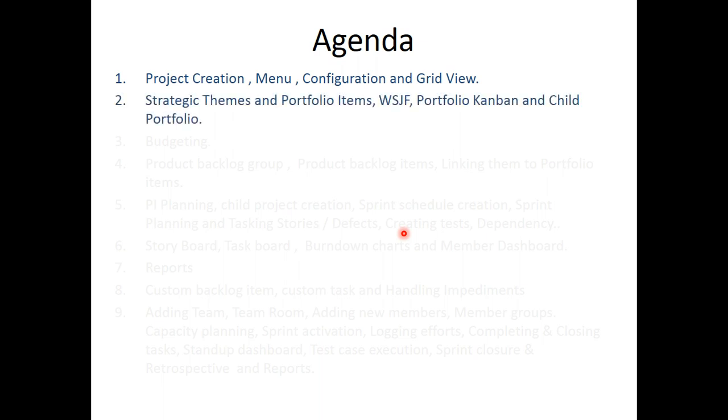Since this tutorial and the Version 1 project that I will create is on the SAFe construct, in tutorial 2, I'll be talking about strategic themes, portfolio items as well, and how to create them. Additionally, I will show how WSJF, weighted shortest job first, is calculated at the portfolio level. We will see the portfolio Kanban and also how to add child portfolio items.